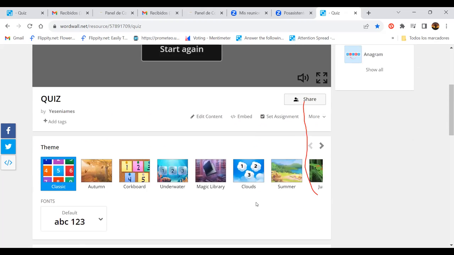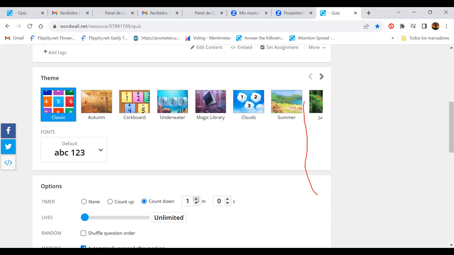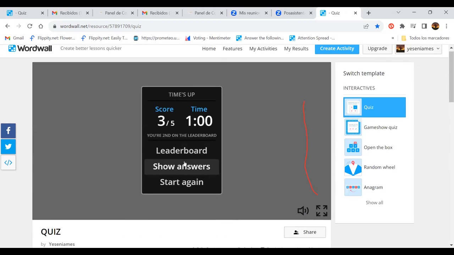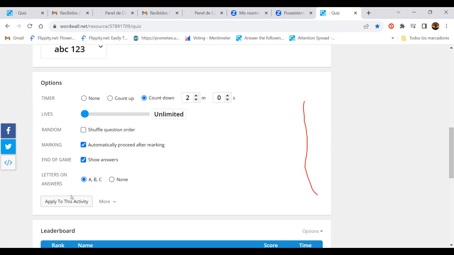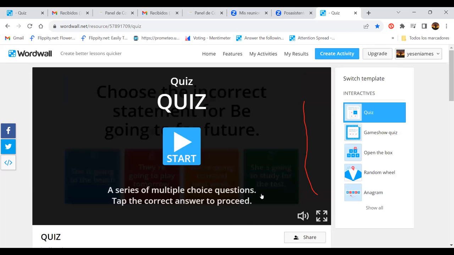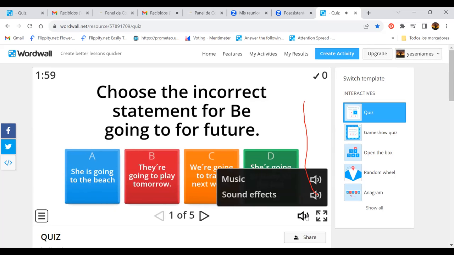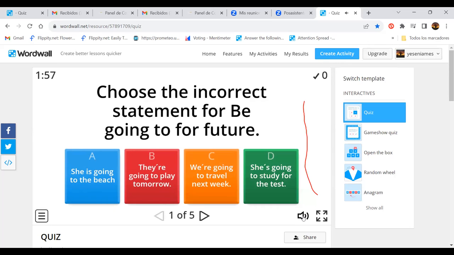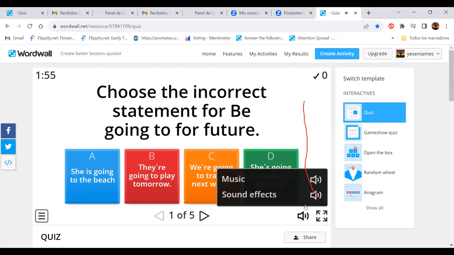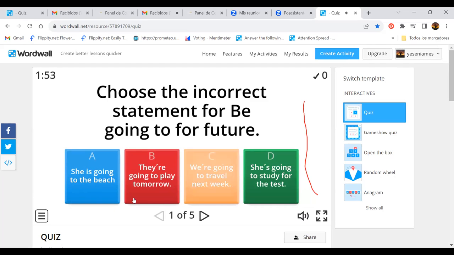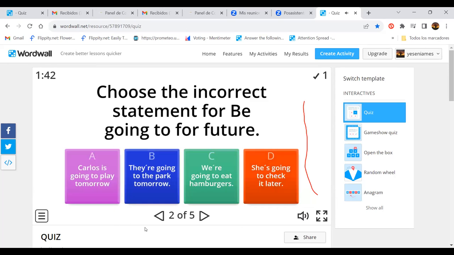But at the last one, I want you to understand this. Voy a quitar el sonido. I don't want them. Siempre se queda. She is going to the beach. This is present progressive. It is not for the future, right?